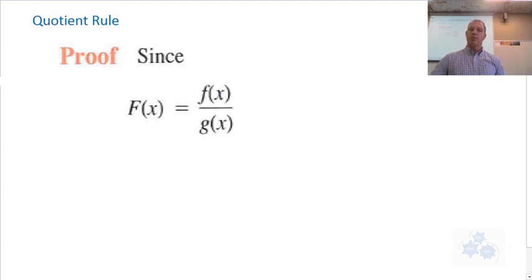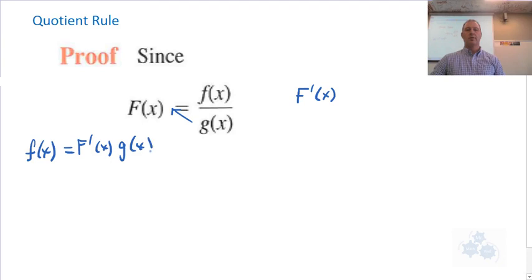So we're going to try and prove this. And the way we're going to do this is we want to find capital F prime of x, right? But we don't want to show it as a quotient. We want to show it as a product. So what if we did this? F of x equals capital F of x times g of x. Are you with me there? So we can just rearrange this.